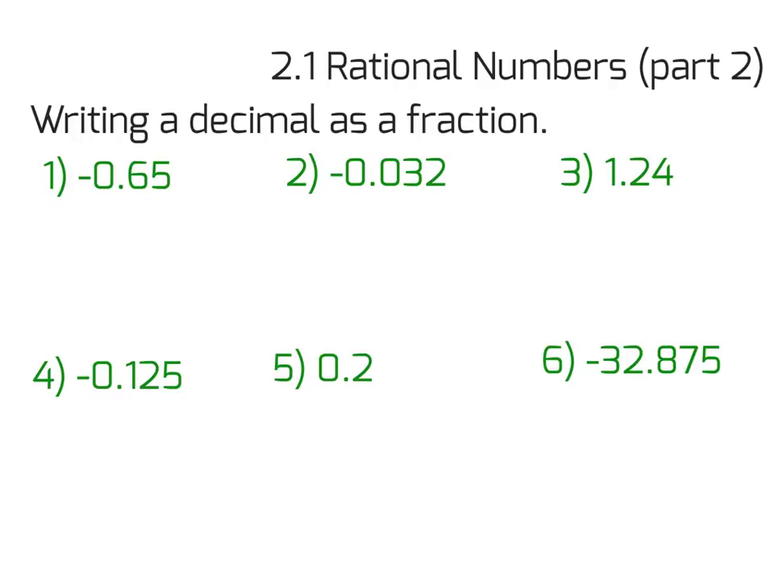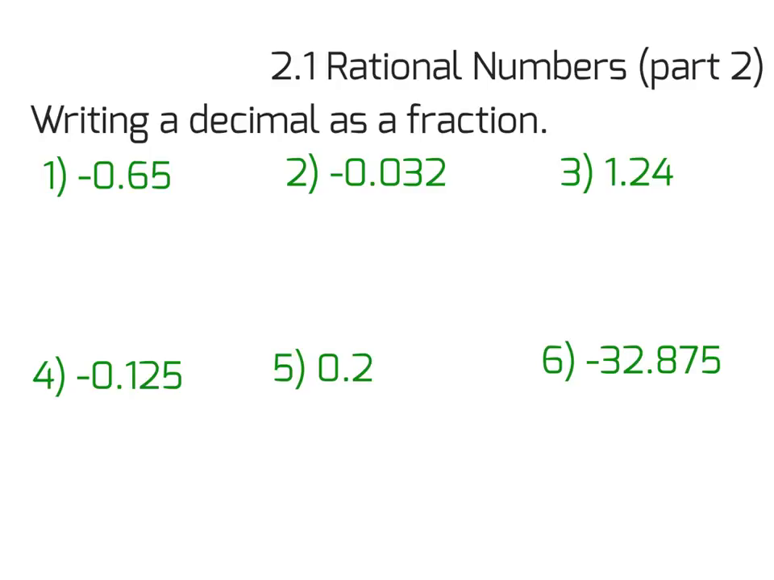All right, so today we're going to talk about 2.1 rational numbers. This is part 2. We're going to do the opposite of what we did on part 1, and we're going to write the decimals as fractions, which you may or may not be used to. So let's go ahead and look at the first problem.